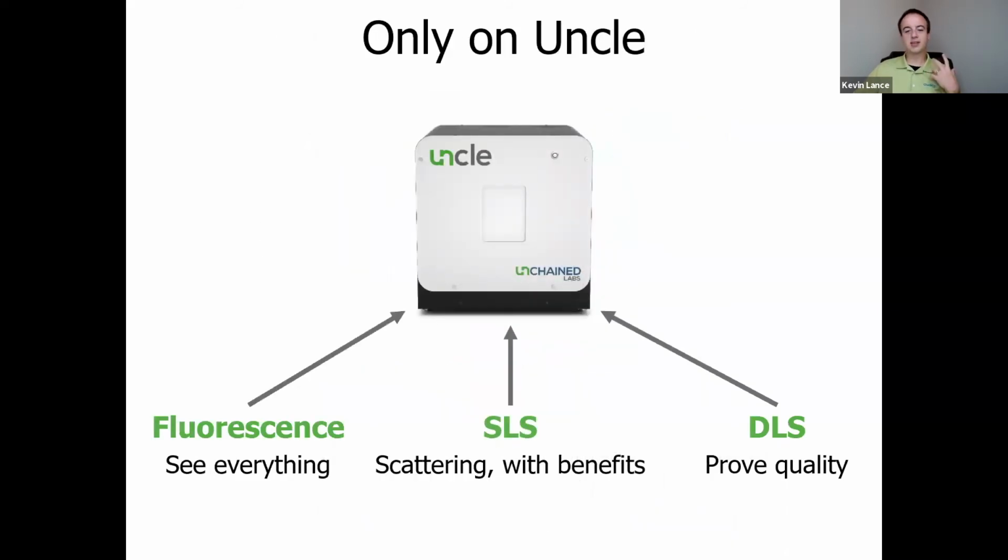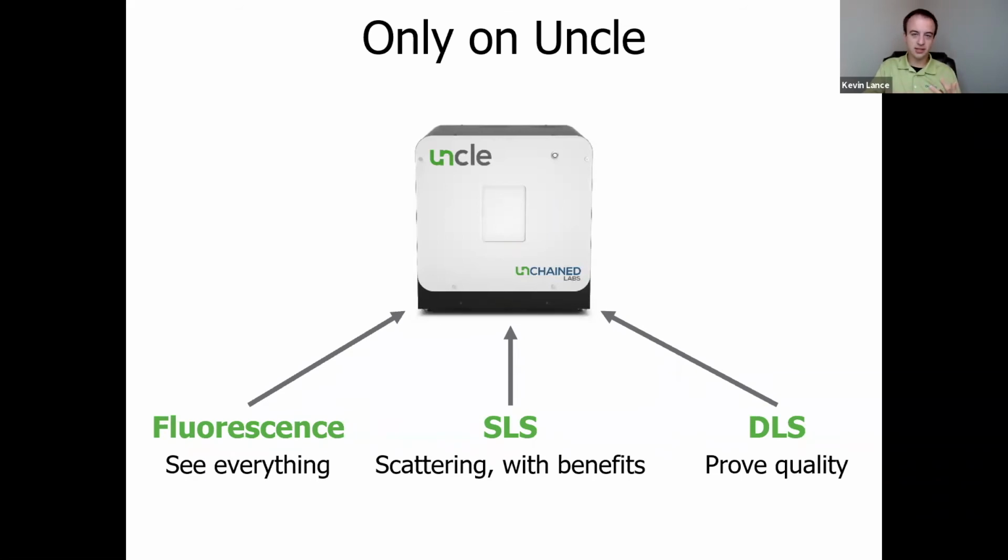All right, so that's a look at the three large things that you can only get on UNCLE. So with fluorescence, you're actually able to see everything and miss nothing. You'll get the full story of what's going on with your protein, and you get the ability, when something is weird, to investigate and identify what's happening with your protein.